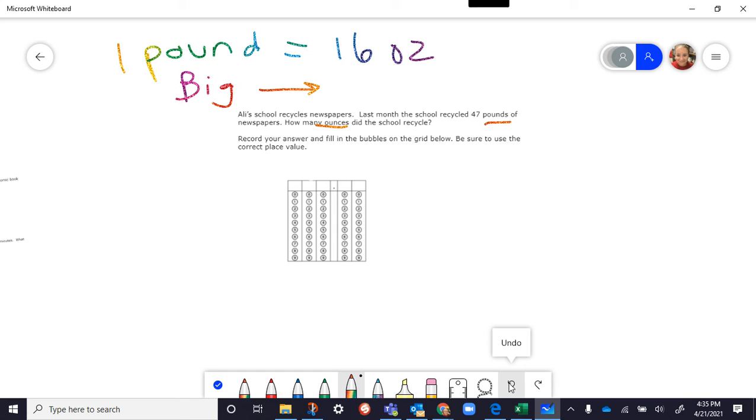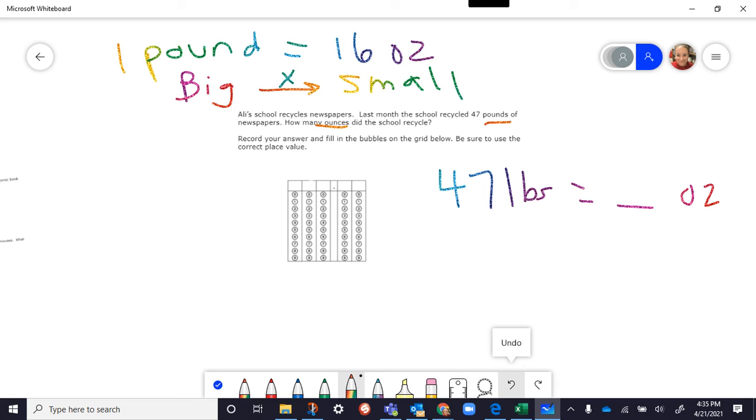All right. So I'm going from a big unit to a smaller unit. An ounce is a lot smaller than a pound. So here, if I am going from a big to a small unit, I am going to be multiplying. So I'm going to take my 47 pounds. LBS stands for pounds. And I'm going to see how many ounces this is.